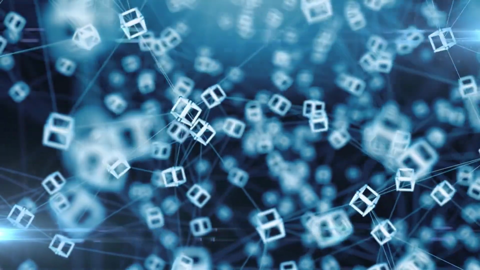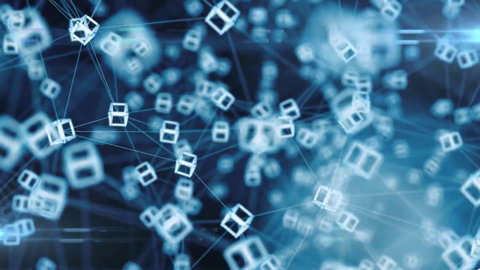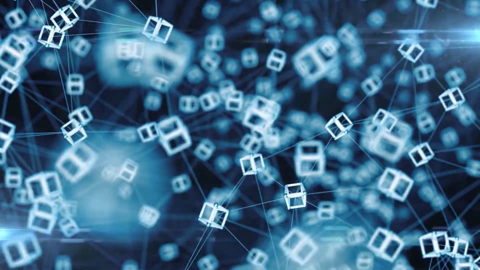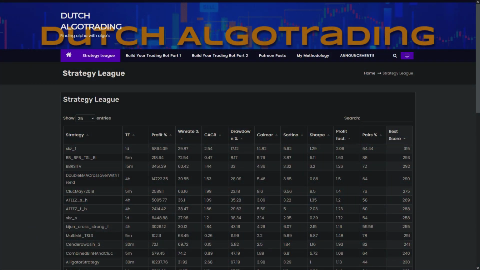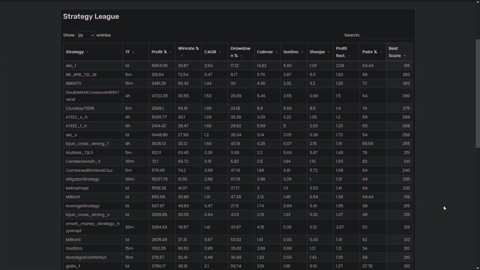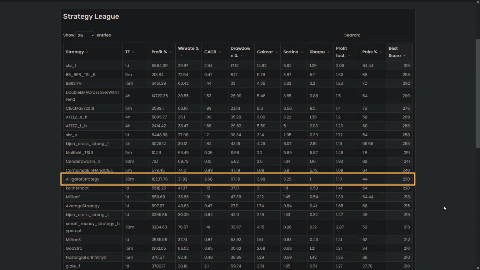At this moment I can conclude that the alligator strategy certainly has potential as a baseline for your trading algorithm. At the moment, the crypto robot version of the alligator strategy, using multiple EMAs, takes its place at the 13th position of the strategy league, which is a fine position for such a simple trend following spot trading strategy. And with this knowledge I've come to the end of this video.